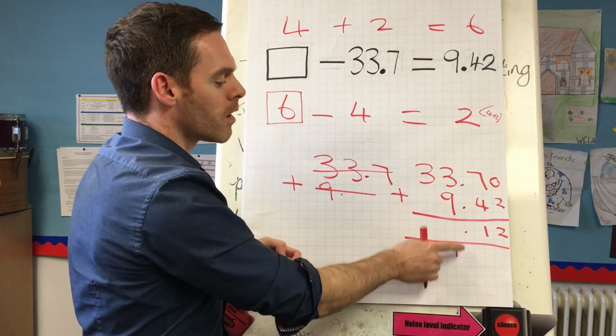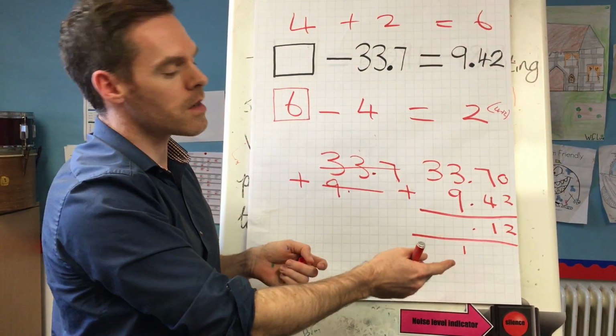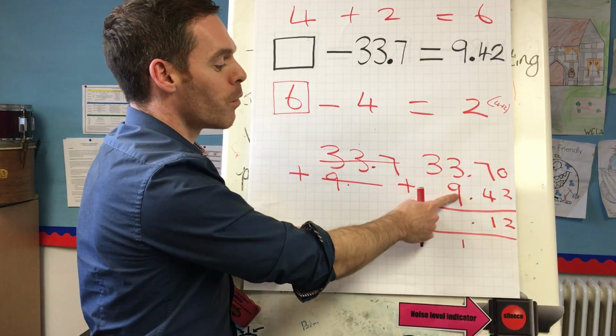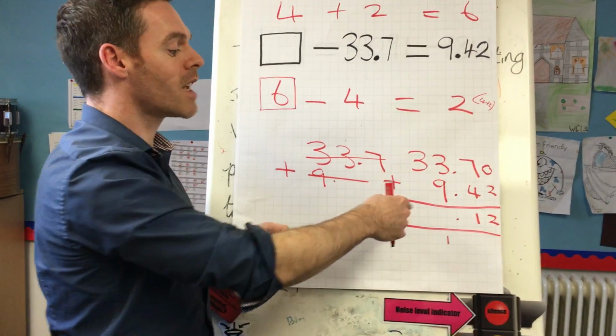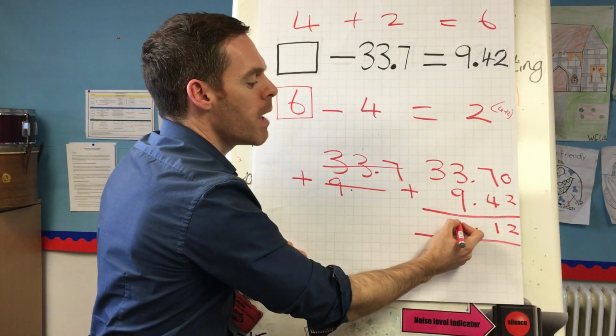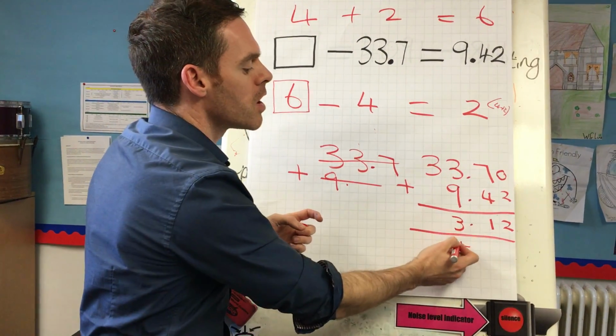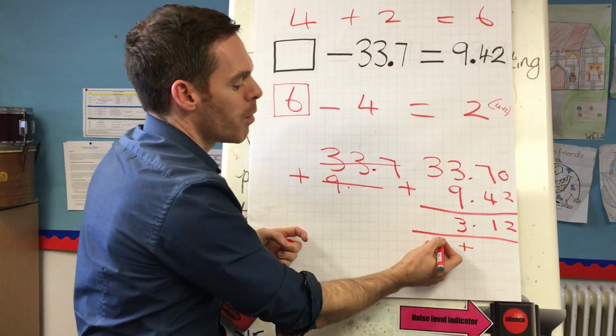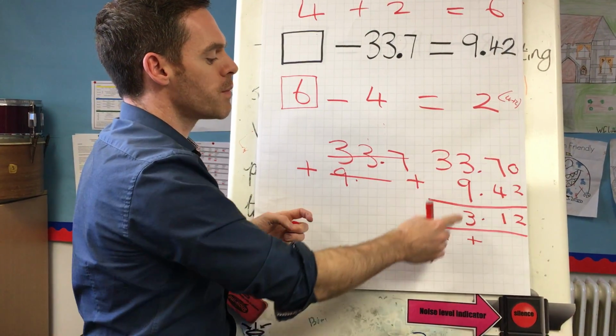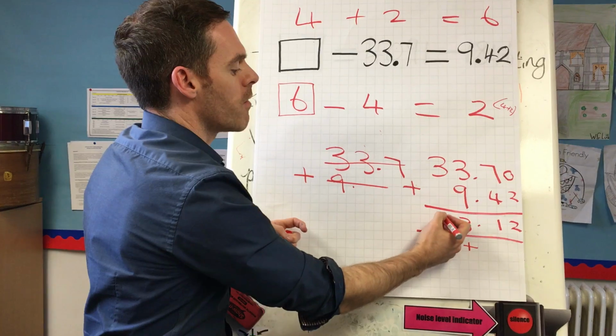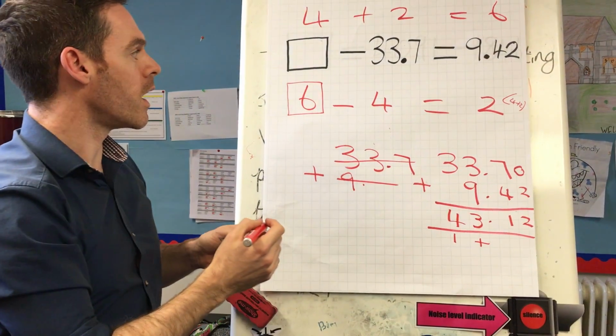Okay, I'm going to add the 1 and the 9 first because I know that's easier. So 1 one plus 9 ones is 10 ones, plus 3 more ones give me 13 ones. I'm keeping 3 of my ones, and my 10 ones I'm exchanging for 1 ten. So I'm putting 1 ten down here. I've got 3 tens plus 1 ten, which gives me 4 tens. So the answer is 43.12.